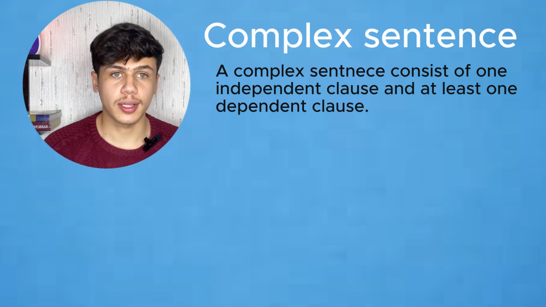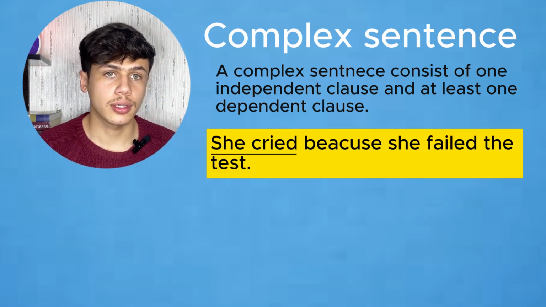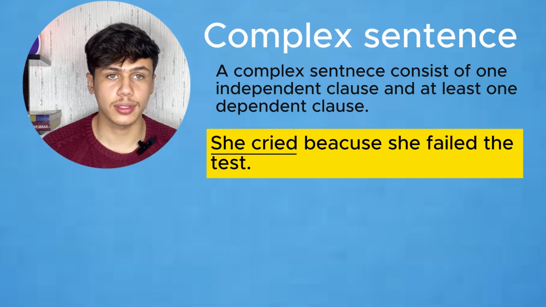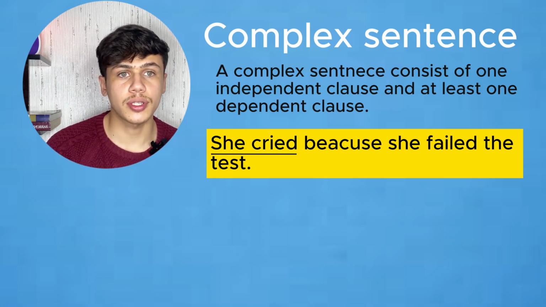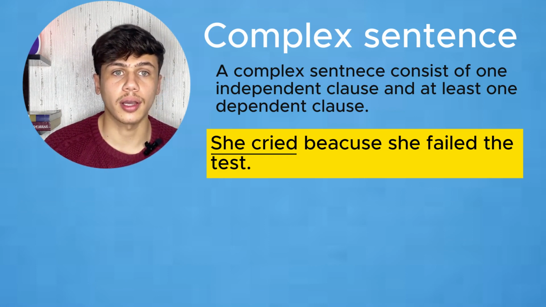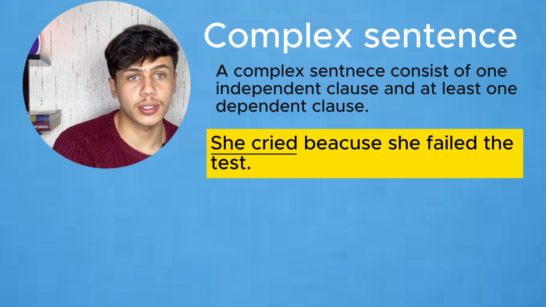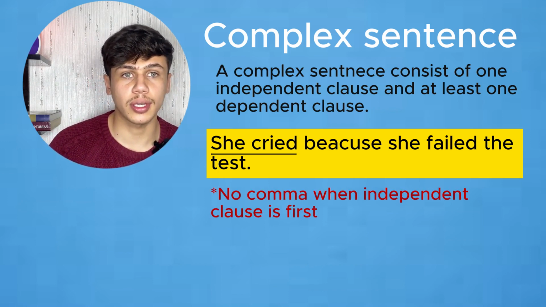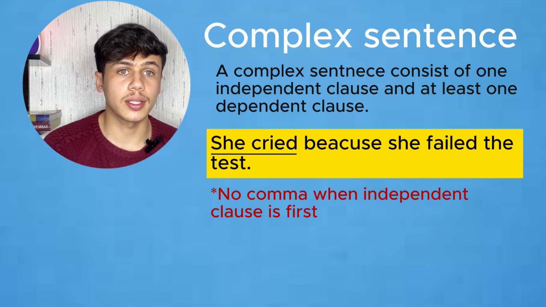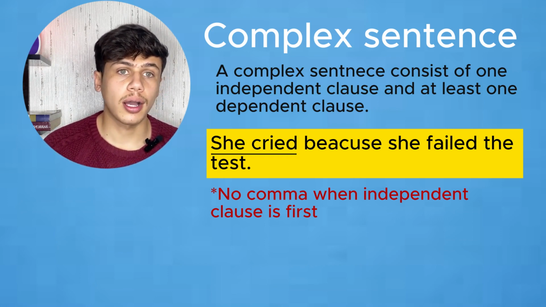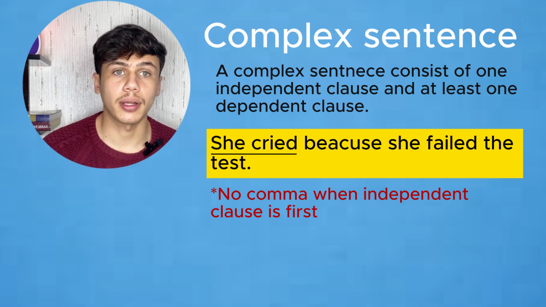Let's consider another example. She cried because she failed the test. And here, she cried is a simple sentence or an independent clause, which is giving a complete thought or idea. But because she failed the test is a dependent clause. Look at here and notice that we are not using any comma here because we used the independent clause at the beginning and the dependent clause is at the end. So she cried because she failed the test is a complex sentence.